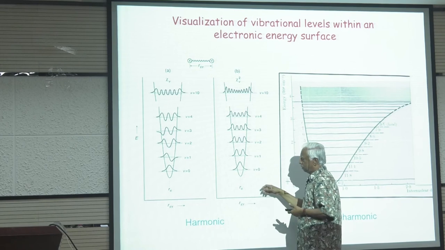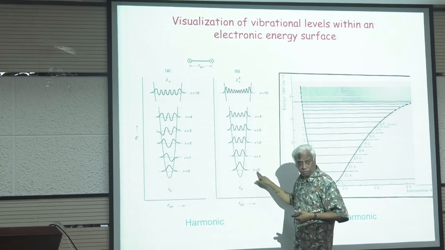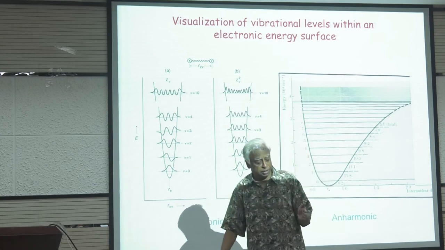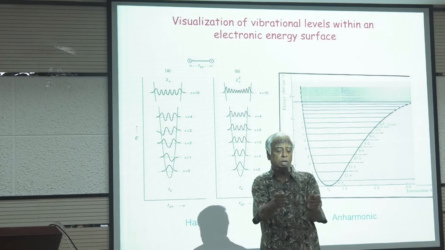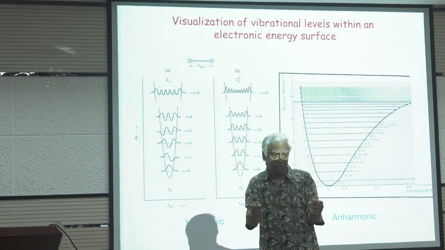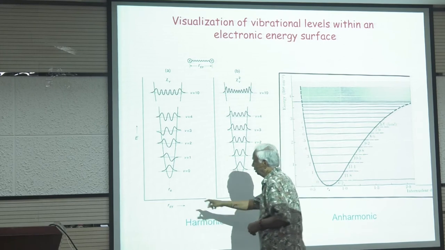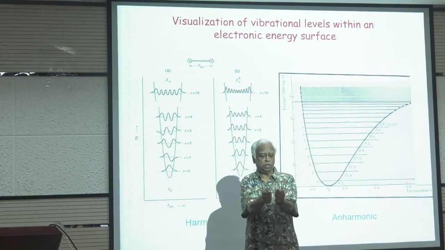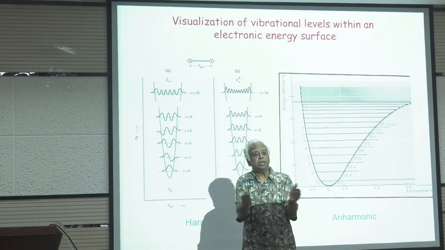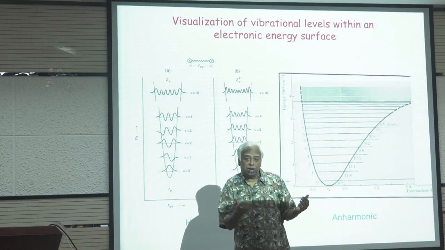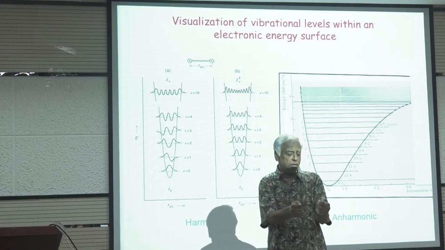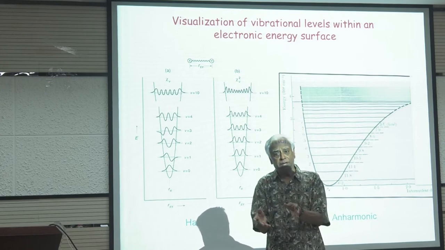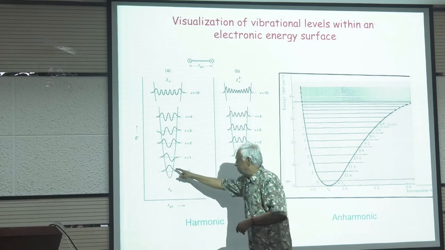For example, this is vibration level V equal to 0, the lowest vibration level. In the lowest vibrational level, the two atoms are between 2.5 and 3.5. This is 2.5, this is 3.5. So the molecule is vibrating between 2.5 and 3.5, keeps going back and forth. How long it stays at 2.5, how long at 3.5, depends upon this particular curve here.